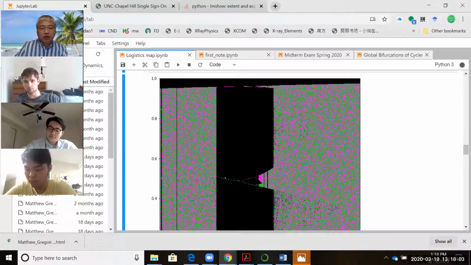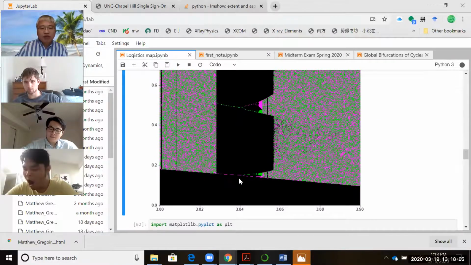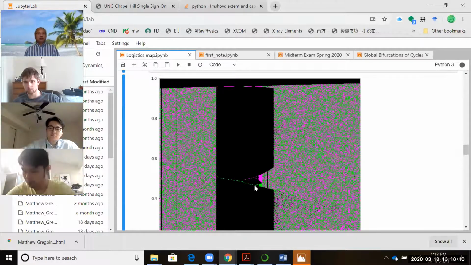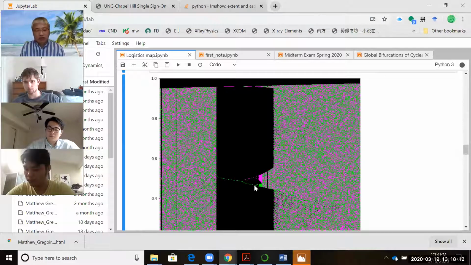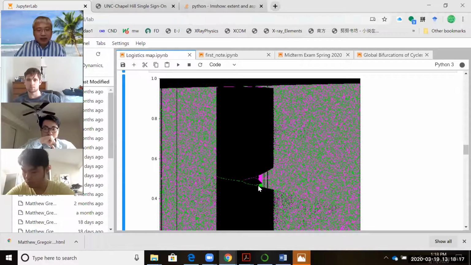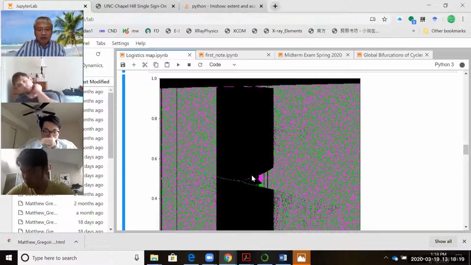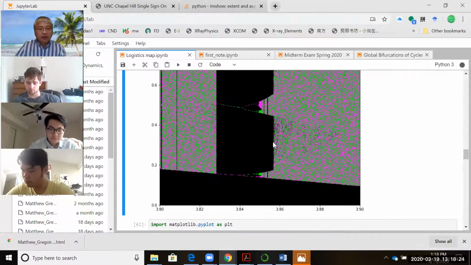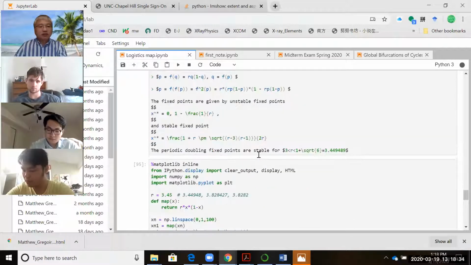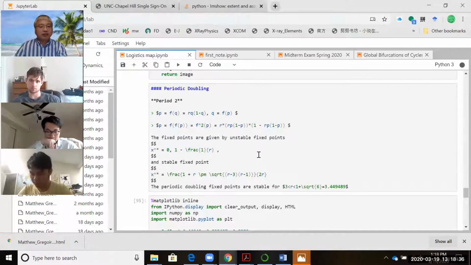There's this window of period 3. And if you look carefully, inside this period 3 window, this whole thing just looks like the larger bifurcation diagram, or orbit diagram. And if you zoom in here, on each of these individual parts, the whole thing just repeats itself.